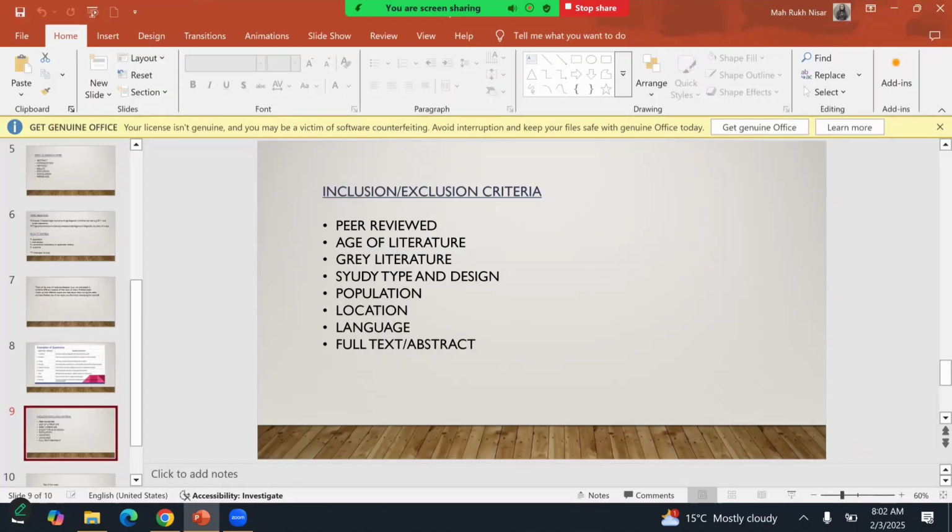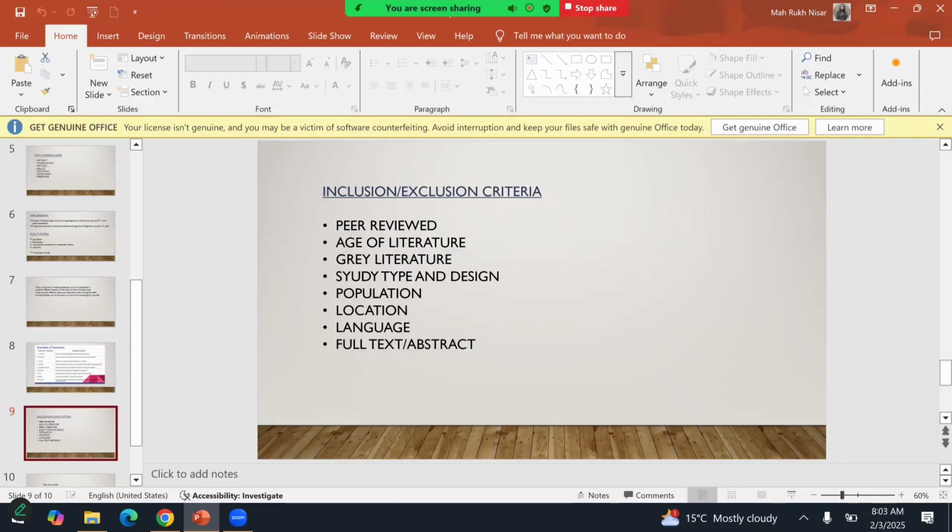And gray literature is the research articles that are not published. They are only present in libraries, etc., and they are not usually found on PubMed or other databases. So you have to write in your criteria whether you have included gray literature or not. Then study type and design. As I told you, if you have clinical randomized controlled trials or observational studies in your research papers, you have to mention them. Population is whatever your research question is.